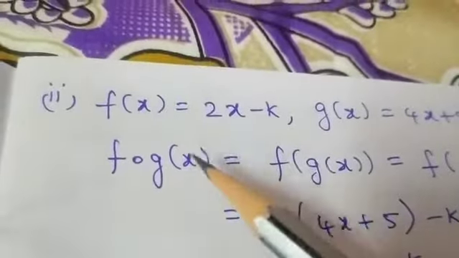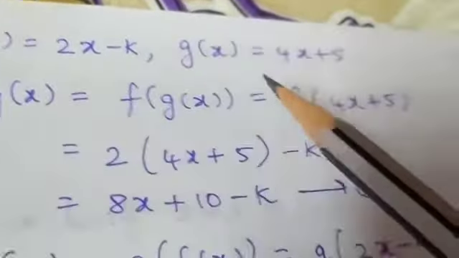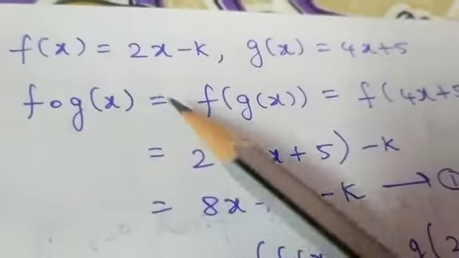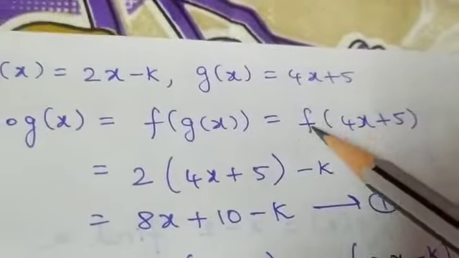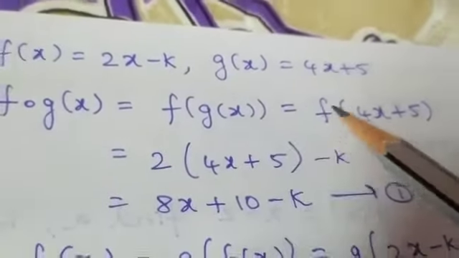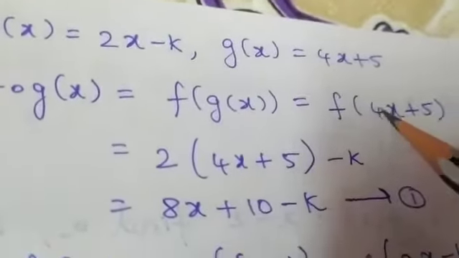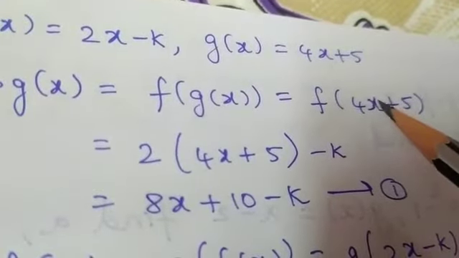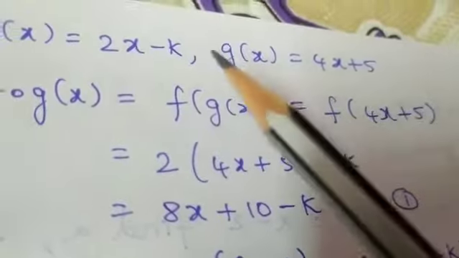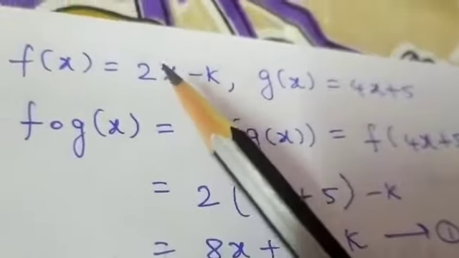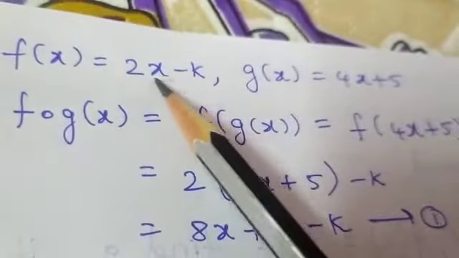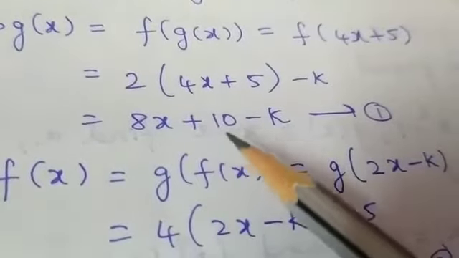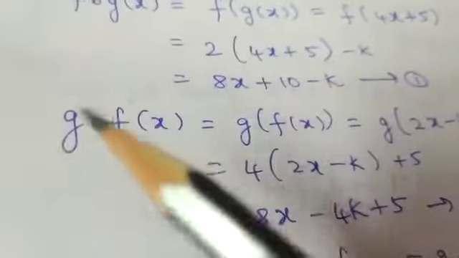Then in my second part, f of x is given 2x minus k and g of x is given 4x plus 5, and f dash g of x equal to f g of x, that is equal to, I'm substituting the value of g of x here, that is f of 4x plus 5, and this 4x plus 5, I'll put it in the value of f of x, that is here. Then I'll get 2 into 4x plus 5 minus k. So that is 8x plus 10 minus k. This is my first equation.